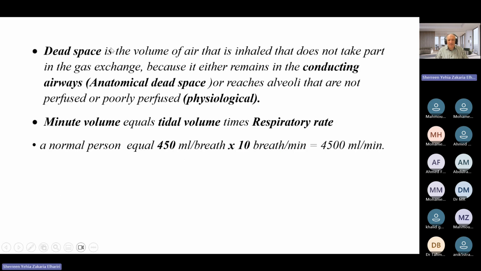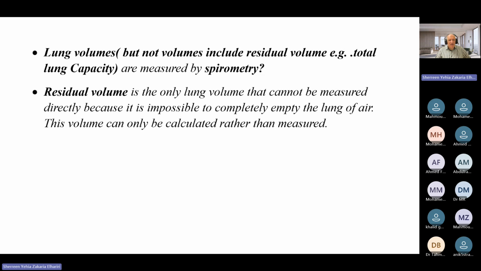Of course, the dead space can be anatomical and physiological. As you know, anatomical is like the trachea, the upper respiratory airways. And if some alveoli are not working, we call it physiological. Minute volume is tidal volume times respiratory rate. In a normal person the minute volume is 4,500, from the breaths per minute and the tidal volume. Lung volumes are measured by spirometer, but residual volume can't be measured, just by calculation.